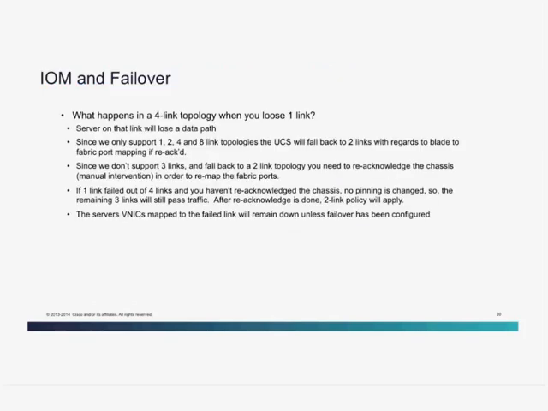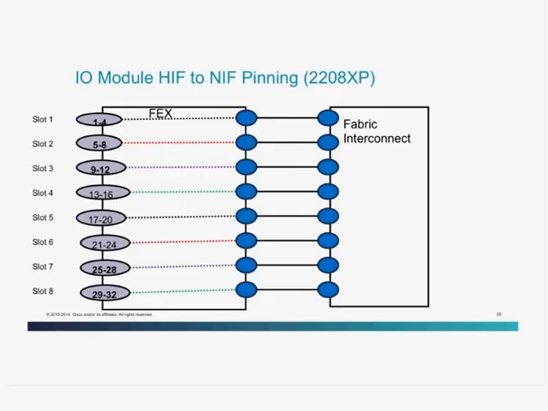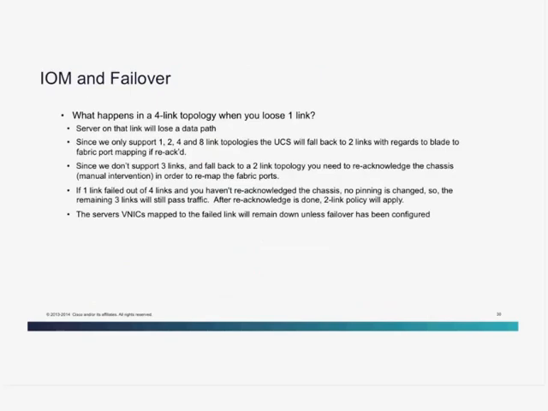Now, what happens in case of a failover? In case one of the links out here fails, what will happen in that case? The server that's on that link will lose its data path. However, since we have connectivity through the IOM, the connectivity would still be there. It will fall back, and as I told you earlier, since we use only 1, 2, 4, and 8 link topologies, in case one of the 4 links goes down, it will fall back to 2 links, right?